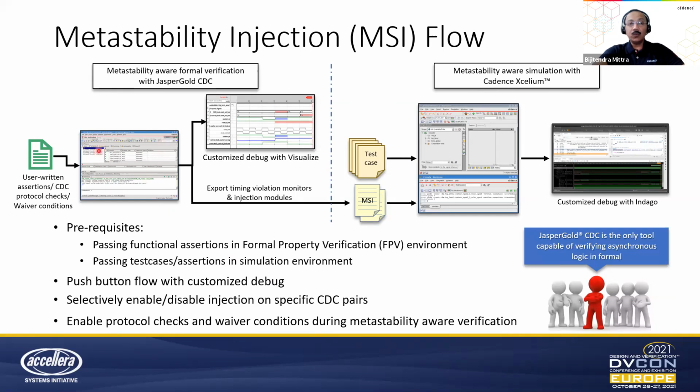And the tool, again, it's a push button flow. The tool would inject metastability effects into the design and prove those properties. If it fails, you know it is because of metastability. So you can open Visualize to see the counterexample, and there is some special customization done to show you how the design would behave without metastability and how it is behaving with metastability. So you know what was the expected behavior and what is the current behavior to understand the injection results.